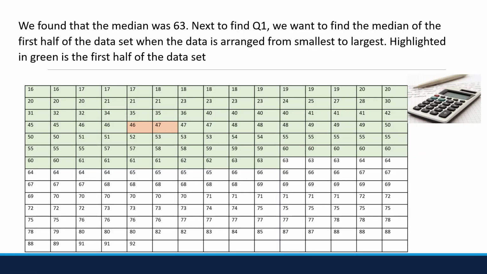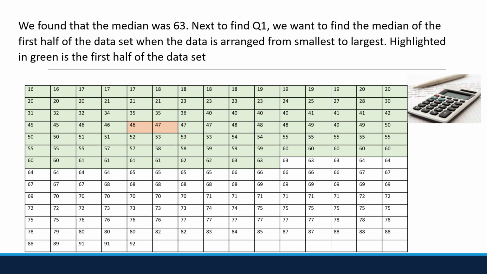Quartiles. The easiest quartile to define is Q2 since Q2 is the median. Previously, we looked at the age observations arranged from smallest to largest. We found that the median was 63. Next, to find Q1, we want to find the median of the first half of the data set when the data is arranged from smallest to largest. The middle point occurs between 46 and 47. Therefore, Q1 is equal to 46 plus 47 divided by 2, or 46.5. This tells us that 25% of the data falls below 46.5. Alternatively, we could say that 75% of the data falls above 46.5.